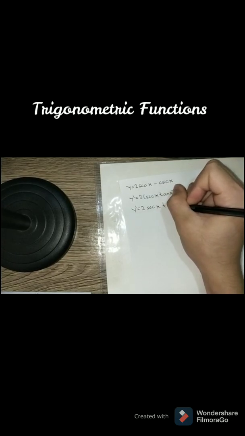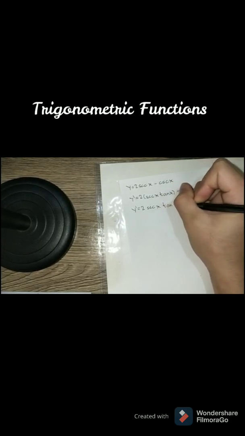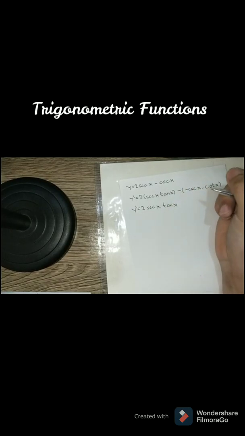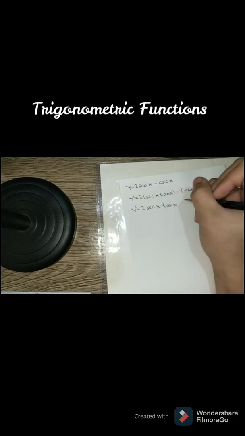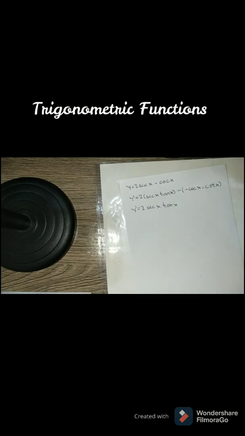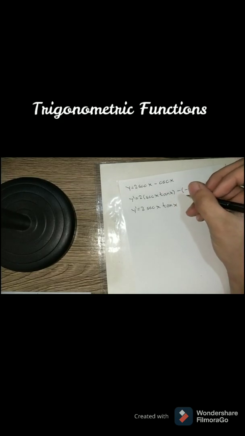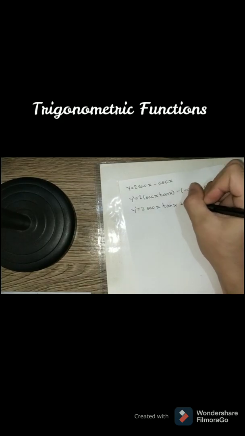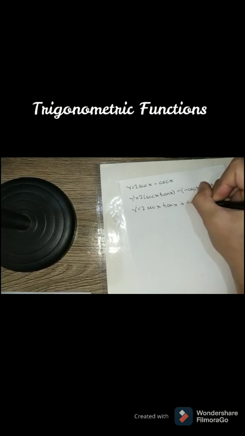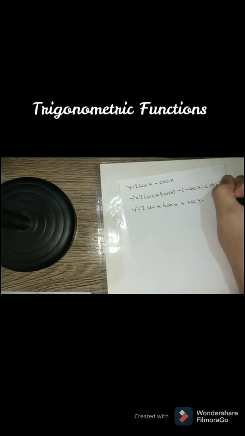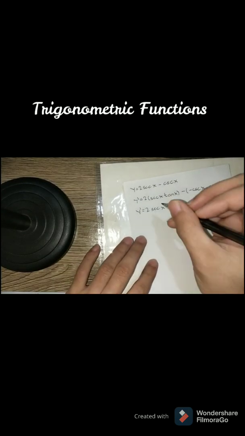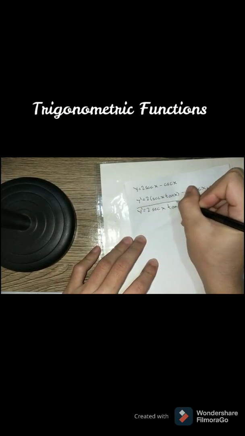tangent of x, and two negatives make a positive, so that's going to be plus cosecant of x times cotangent of x, and this is the derivative.